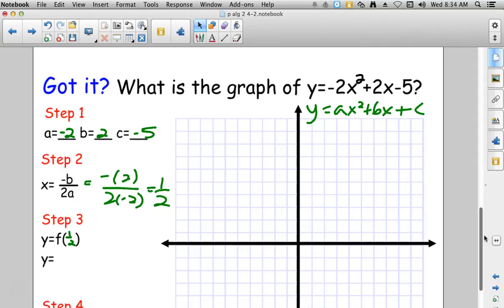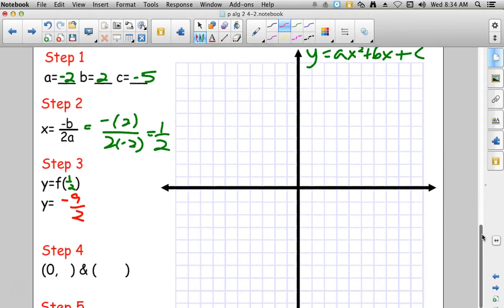So now we know where our axis of symmetry is. It's at 1/2. We know where our vertex is located. That's going to be at 1/2, negative 4.5.